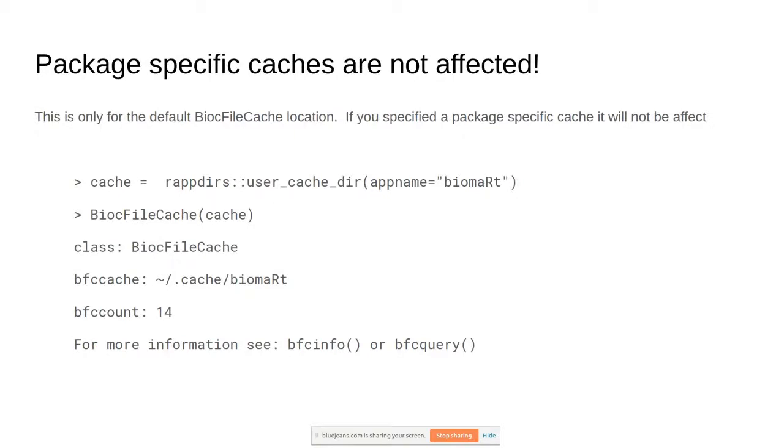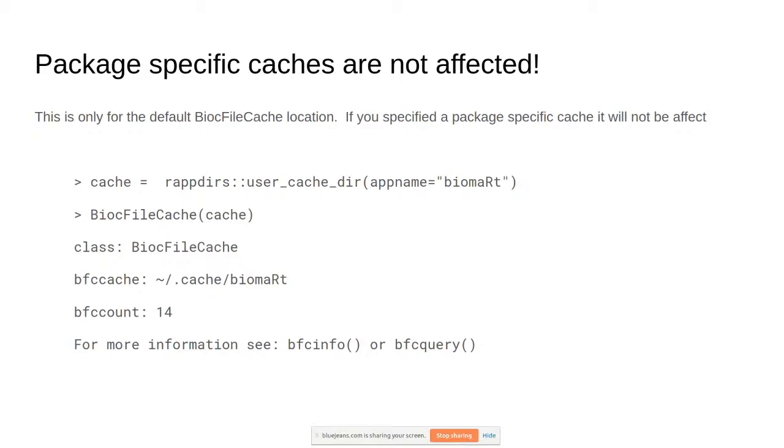It's worth noting that this really will only affect the cache if you use the default cache. Package-specific caches are not affected. So if in your package code you defined your own cache, Mike said I could use his biomaRt as an example. In his code, in the inner workings, he uses rappdirs user_cache_dir biomaRt. This wouldn't be affected at all. You can still use that cache location. It's not going to produce the warning. It's not going to be deprecated, and it will proceed to work as intended.